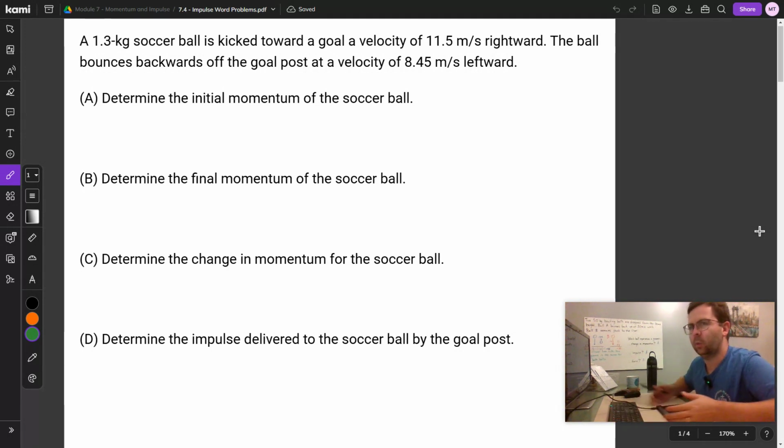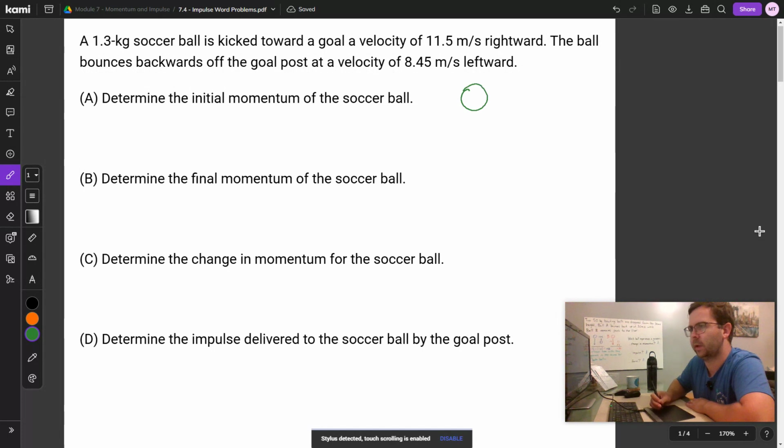So, a 1.3 kilogram soccer ball is kicked toward a goal at a velocity of 11.5 meters per second rightward. The ball bounces backward off the goalpost at a velocity of 8.45 meters per second leftward. So draw a quick picture of a before and after. So this is the ball going in, soccer ball. I'm drawing a basketball. Oops.